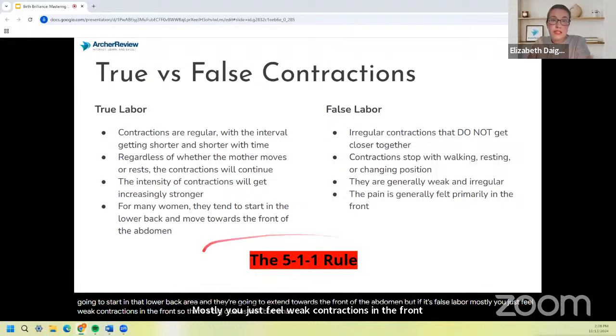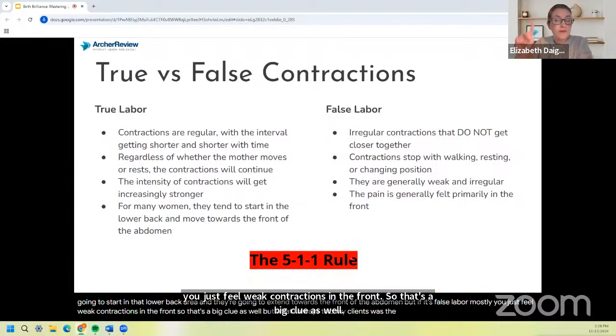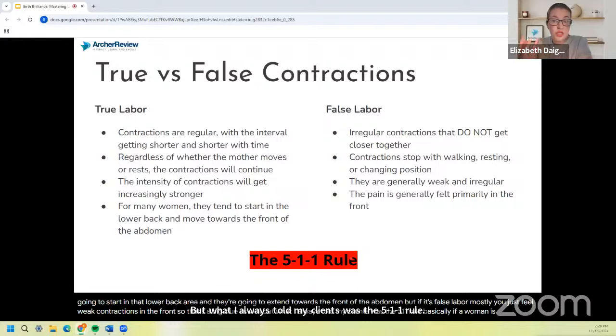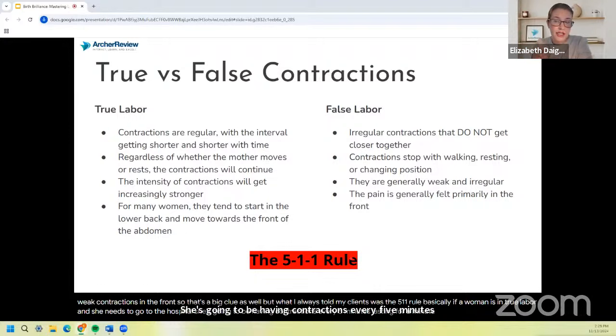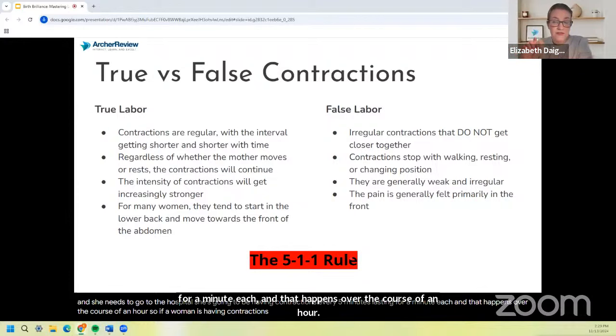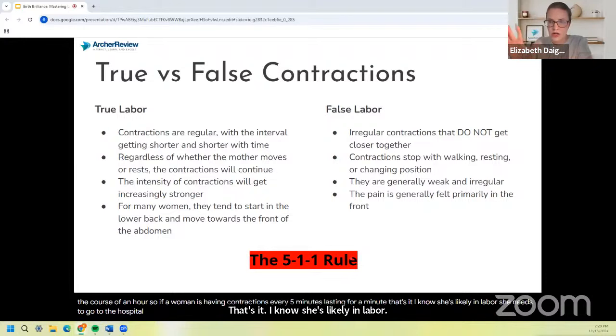But what I always told my clients was the 5-1-1 rule. Basically, if a woman is in true labor and she needs to go to the hospital, she's going to be having contractions every 5 minutes, lasting for a minute each, and that happens over the course of an hour. So if a woman is having contractions every 5 minutes lasting for a minute, that's it. I know she's likely in labor. She needs to go to the hospital or wherever she's going to deliver.